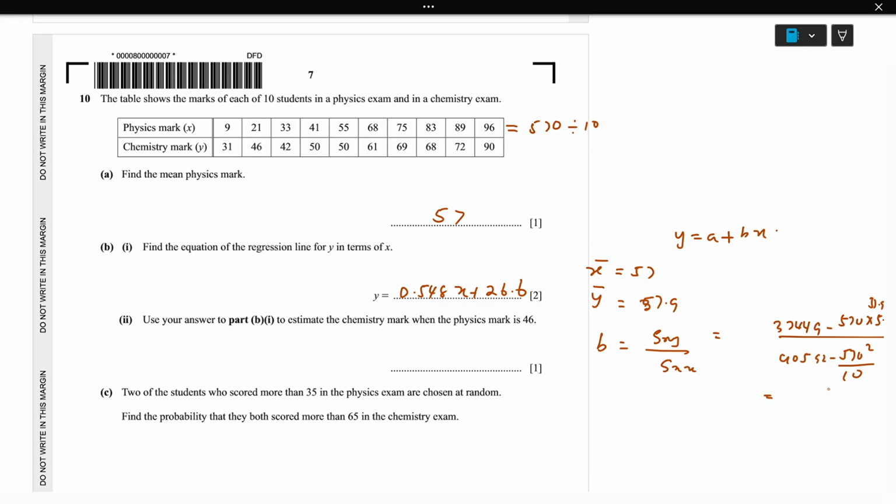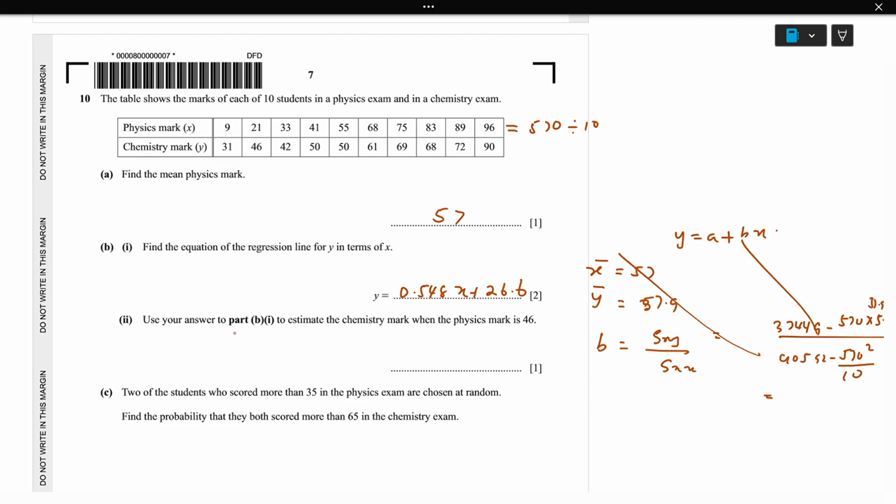This is not required to write out, you can use the calculator, just enter all the values. You will get this equation, that's enough. No need to write all this here. If this explanation is required, just let me know, and I'll do another video.